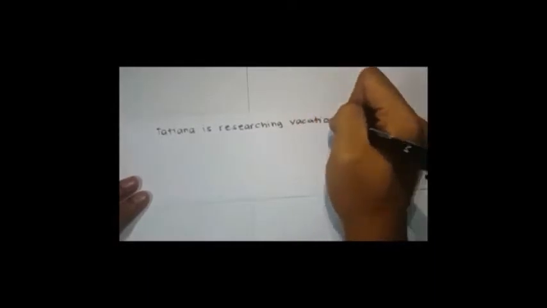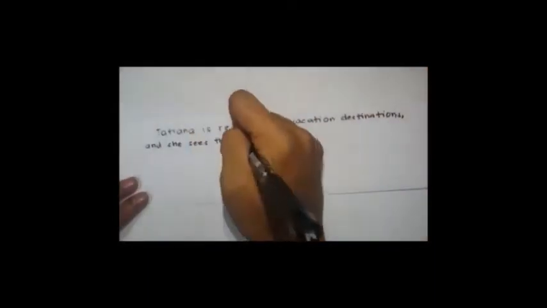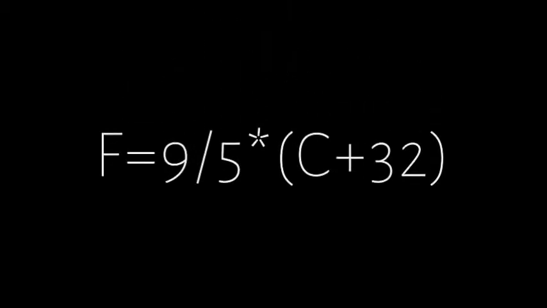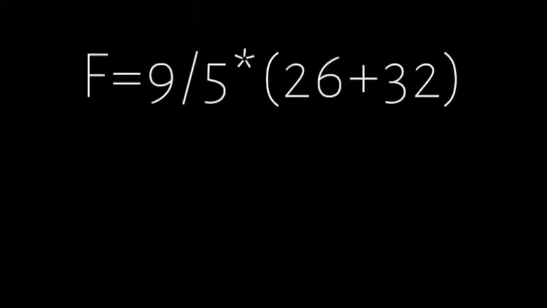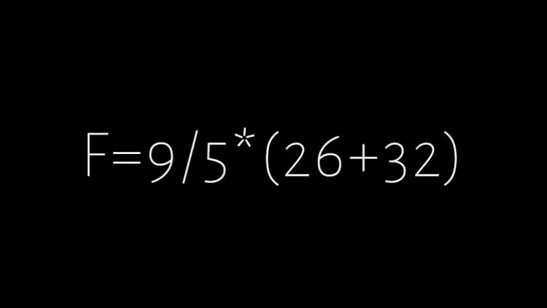Tatiana is researching vacation destinations, and she sees that the average summer temperature in Barcelona, Spain is around 26 degrees Celsius. What is the average temperature in degrees Fahrenheit? To solve this question, we must use the equation for Fahrenheit, which is 9 over 5 multiplied by the given Celsius plus 32. If we plug in the given Celsius, which is 26 degrees, and solve, we get 78.8 degrees Fahrenheit, or when we round up, 79 degrees Fahrenheit.